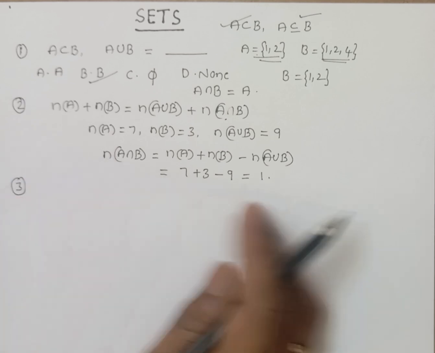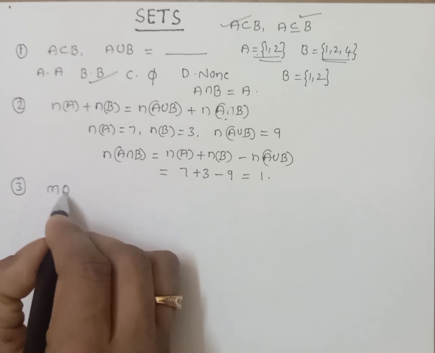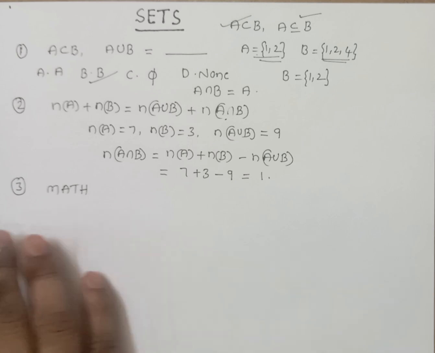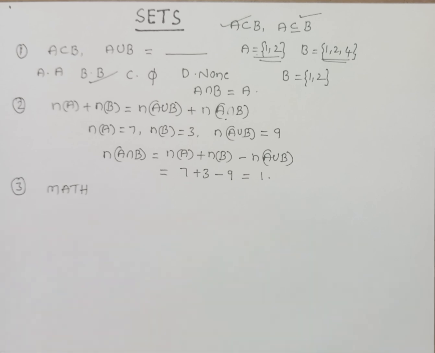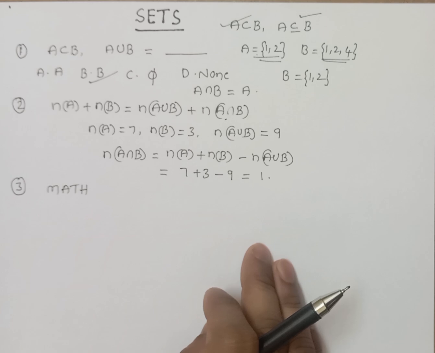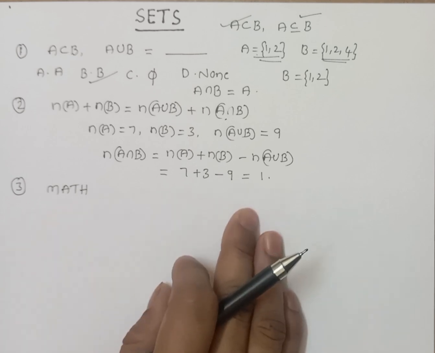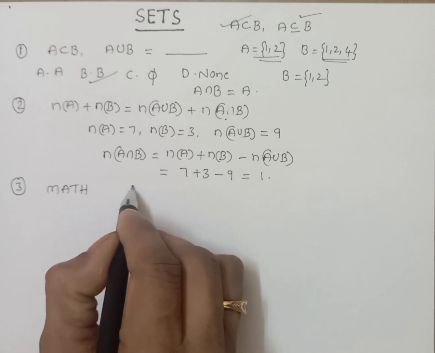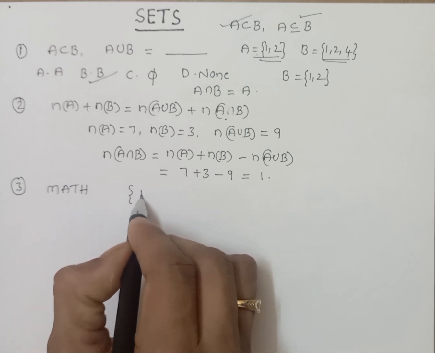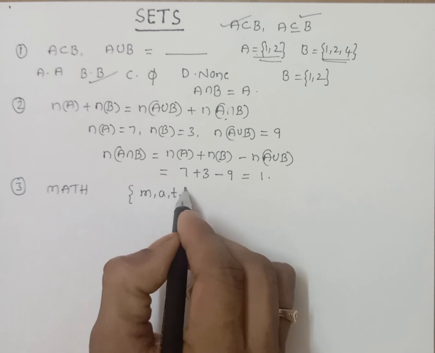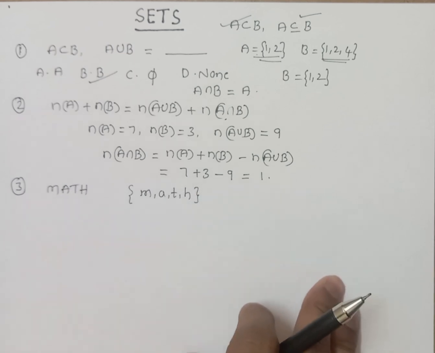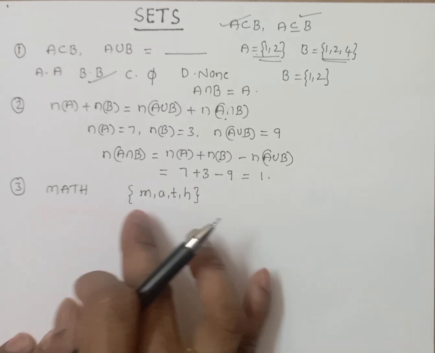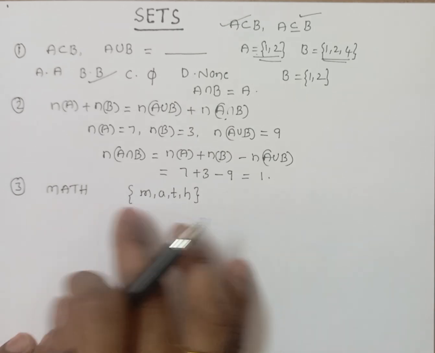Suppose it is given, let us take the word MATH. Suppose MATH is taken as a set. How many elements will be there, how many subsets are going to be there, and what is its cardinal number? If it is a question like that, and I take MATH in set form, we get M, A, T, H, all of them, because nothing is repeated. If an element is repeated, I take it only one time in the set. Since no element is repeating, we consider all the elements.